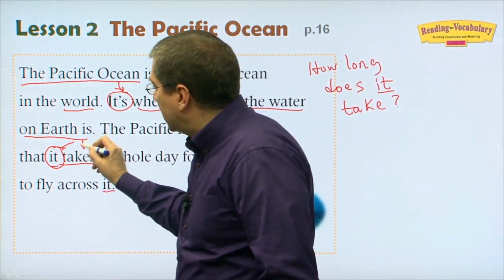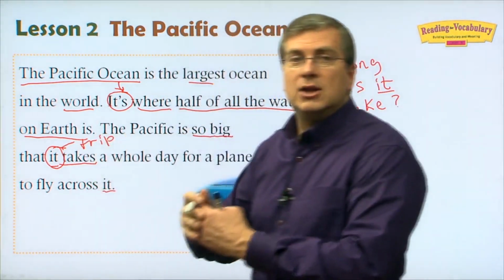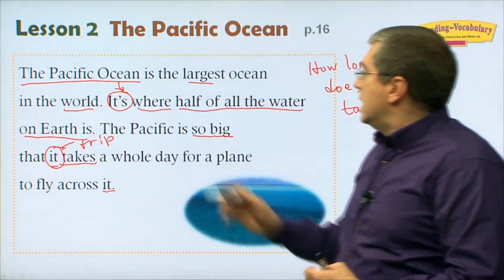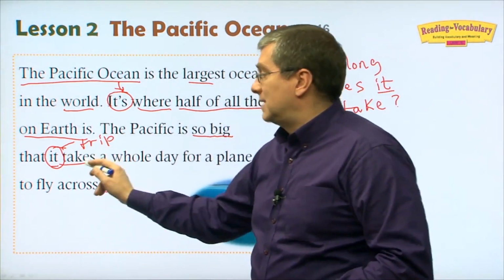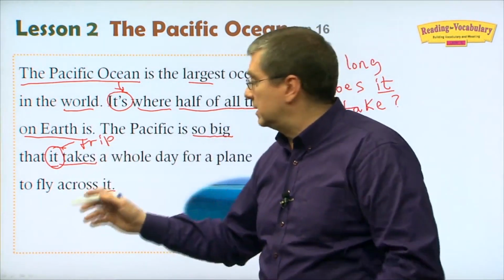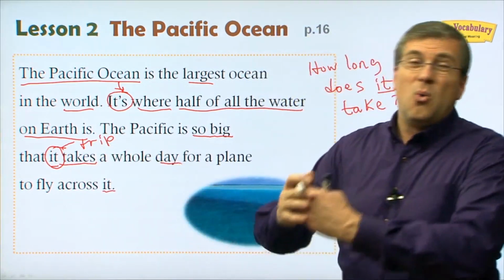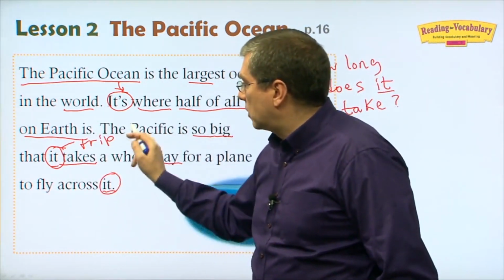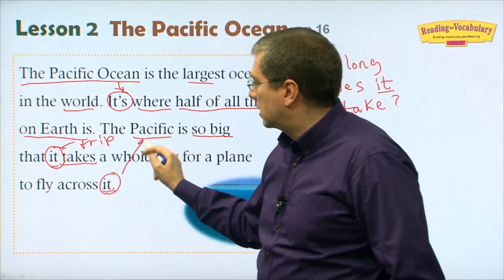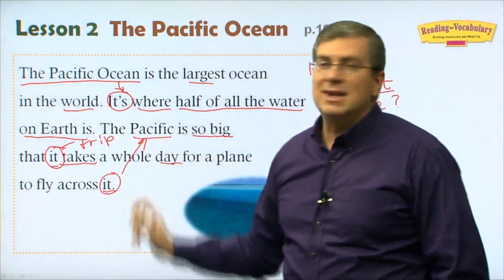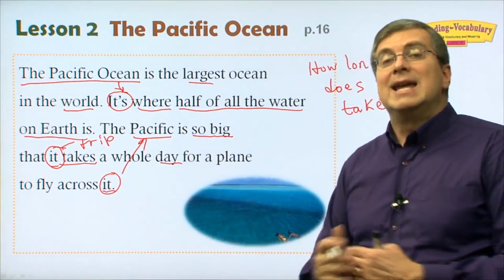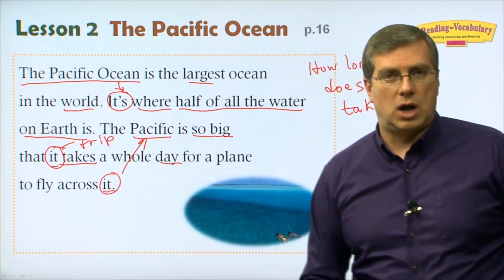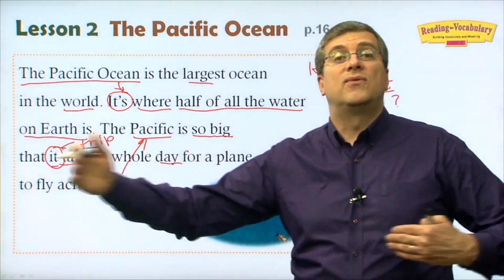It means like a trip or a journey, when you travel from one place to another. The Pacific is so big that a trip, or a journey across it, takes a whole day, one entire day, for a plane to fly across it. "It," of course, means the Pacific, okay? So the Pacific is so big that a trip across it takes a whole day for a plane to fly across it. Wow. That's really far, right?